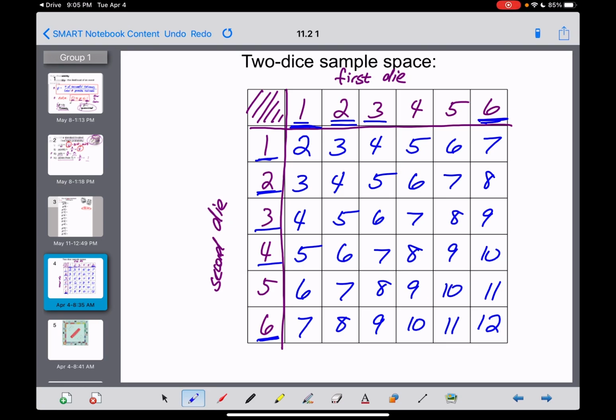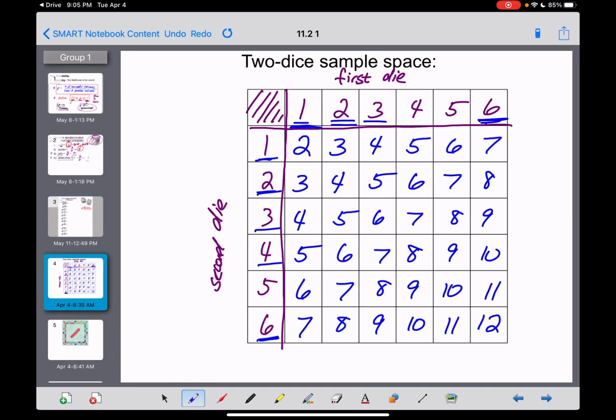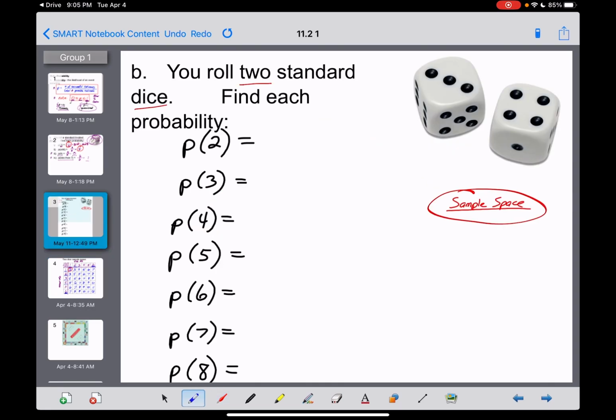Now, what we're dealing with here is a 6 by 6 grid, which means that we have 36 possible outcomes right here. And the first question I was going to ask you guys now is, what's the probability of rolling a 2 for the sum of your 2 dice? So you'd look at all 36 of these blue numbers and ask yourself, how many of them are 2? And the answer is just 1. Right there. There's only 1 two that showed up out of the 36 possible outcomes. So your probability of rolling a 2 is a 1 in 36.